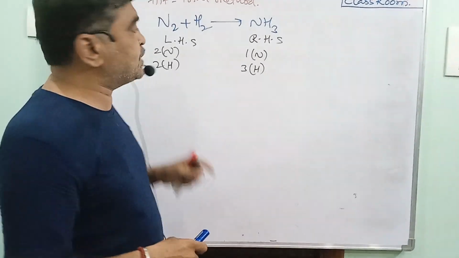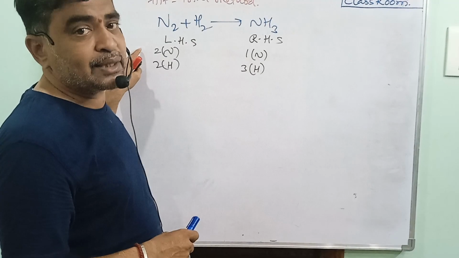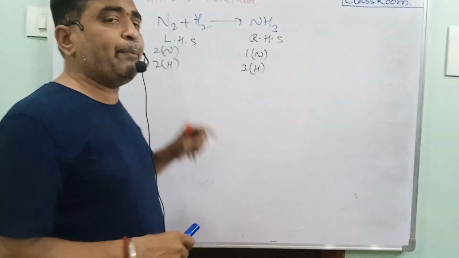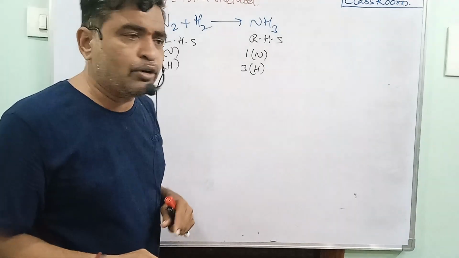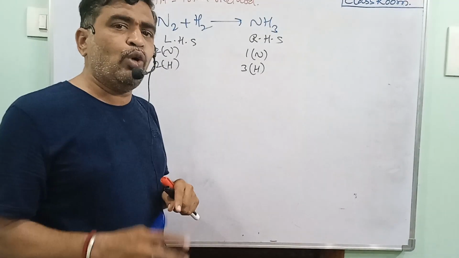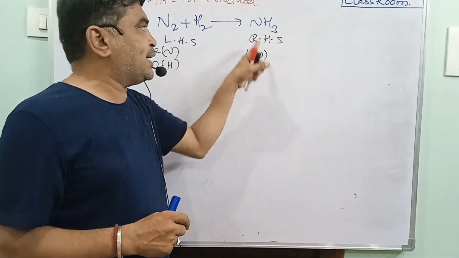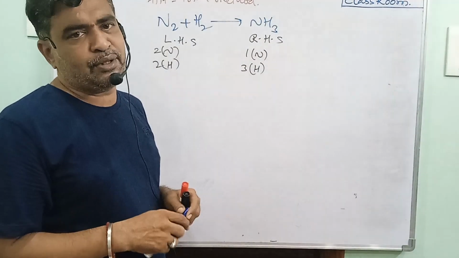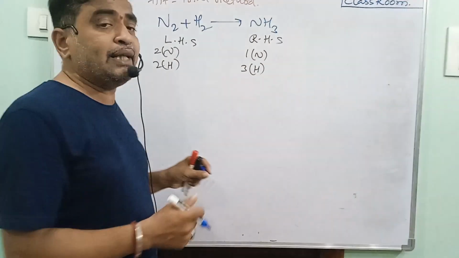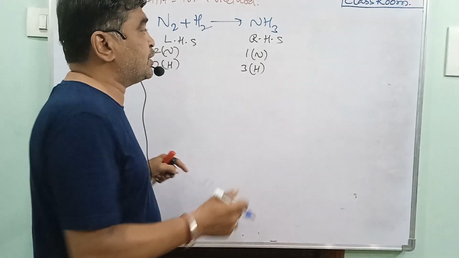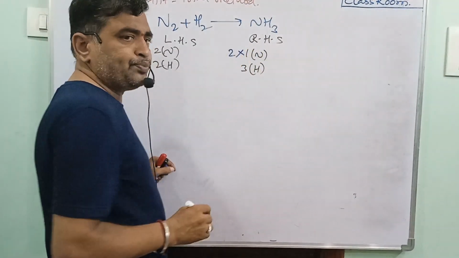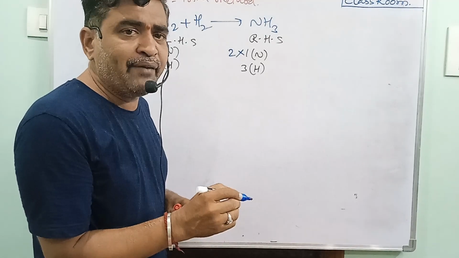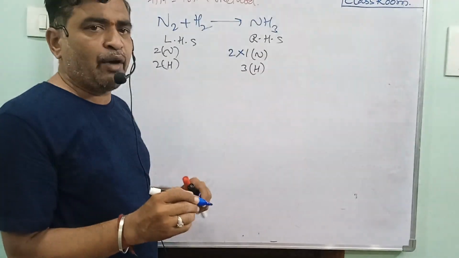So what I am doing, you see, very first I am balancing the nitrogen. After that I am balancing the hydrogen. In the first step I am balancing the nitrogen. The left hand side has two nitrogens and the right hand side has only one nitrogen. So I am changing the integer of nitrogen. Here one nitrogen is there, so I am multiplying with 2. When I multiplied with 2, what happened, now you see.